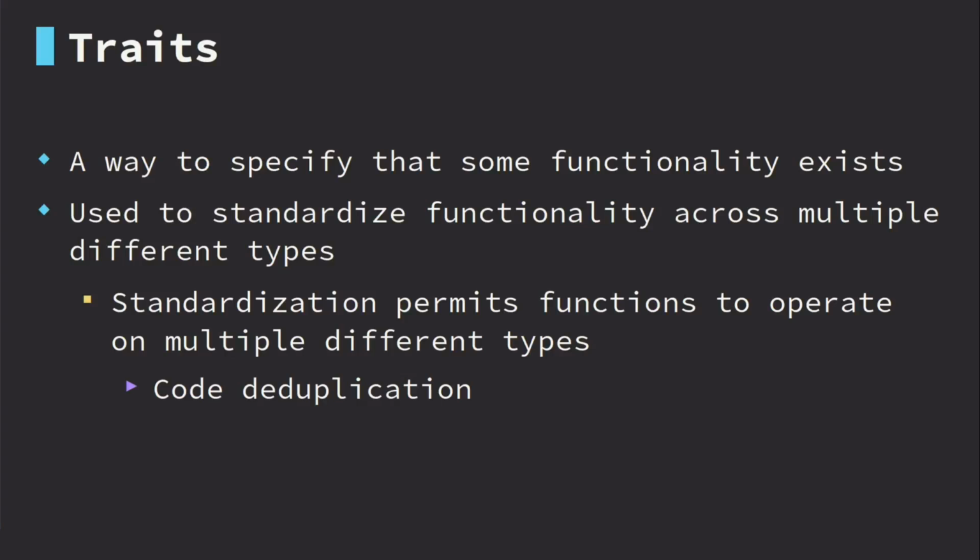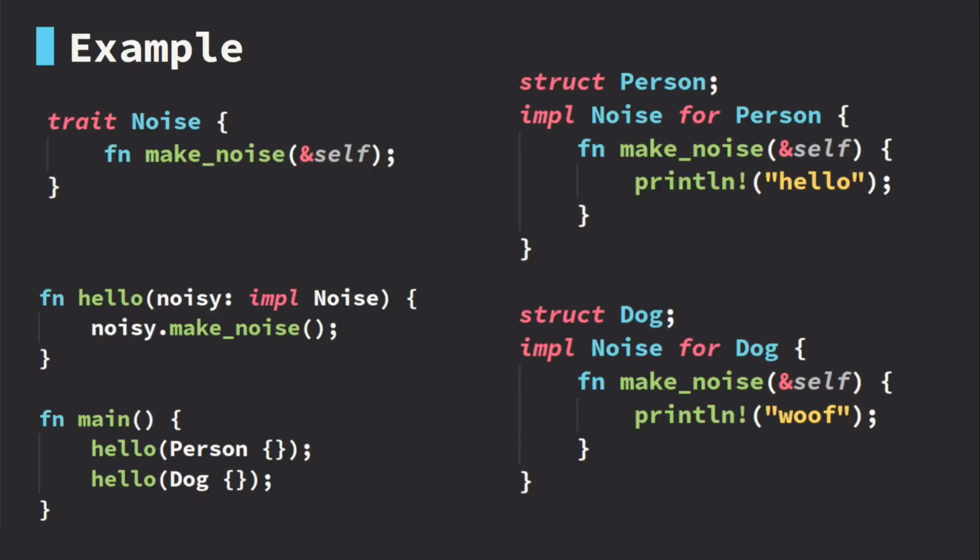Normally, with functions, you would need to write multiple functions if you want to work with multiple different types. And if those types all exhibit some similar functionality, then you can use a trait instead. So you would only need to write one function that operates upon a trait, and then you can call that function with multiple different data types as long as they all implement that trait. Let's take a look at an example.